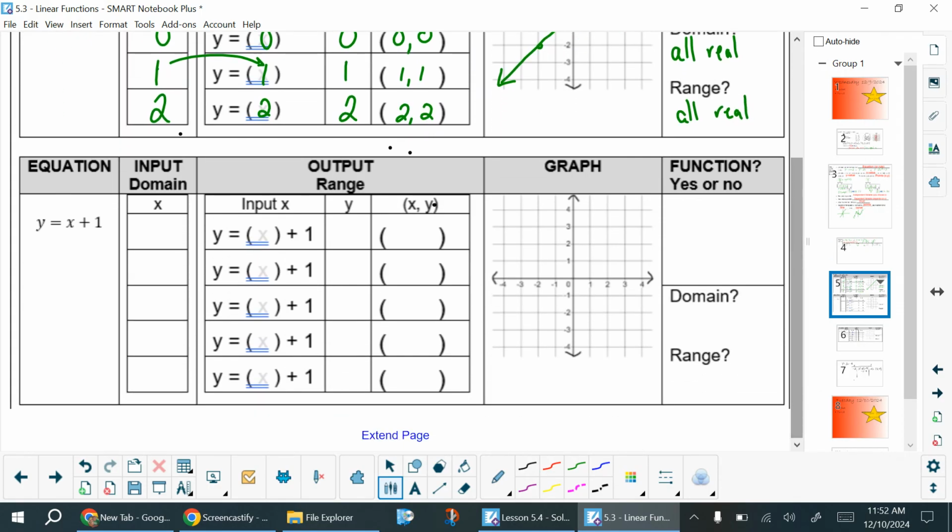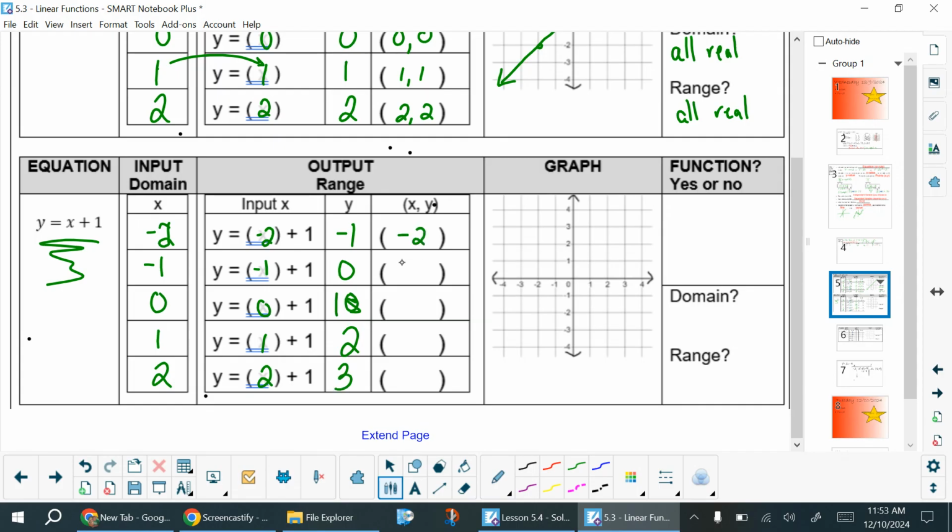If I move down here, we've got a little bit more complicated of a function, y equals x plus 1. So I'm still going to pick my x values, a couple positives, a couple negatives. And when I plug them in, now I have to do something to it. So -2 plus 1 is -1. -1 plus 1 is 0. 0 plus 1 is not 0, 1. 1 plus 1 is 2. And 2 plus 1 is 3.